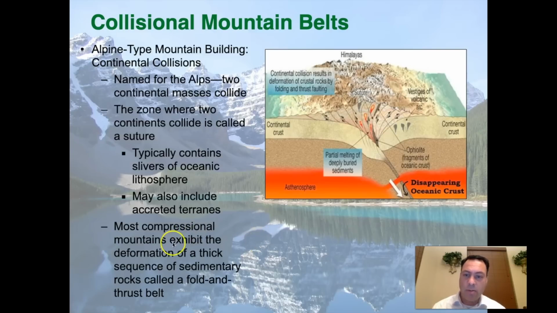Most compressional mountains exhibit the deformation of a thick sequence of sedimentary rocks called a fold and thrust belt. So there's folding, there's thrust faults, there's all the stuff associated with the compression of continents all in one mountain belt. It's a lot of stuff going on in mountains.